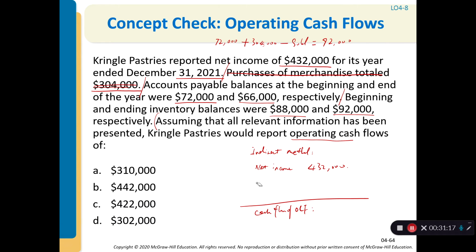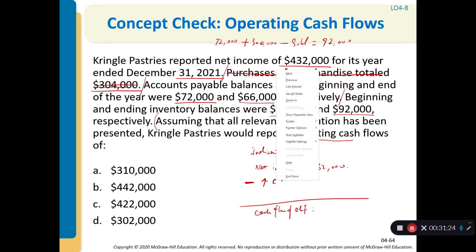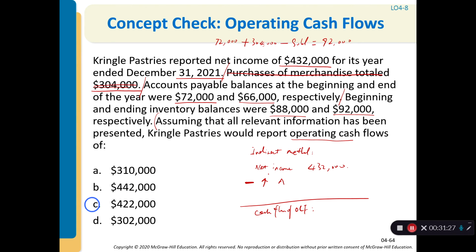so we need to subtract the increase in current assets. In current liabilities, we need to subtract the decrease. So the current asset, which in this case is inventory, increases from 88,000 to 92,000. So it's an increase of $4,000, so we're going to subtract this $4,000.